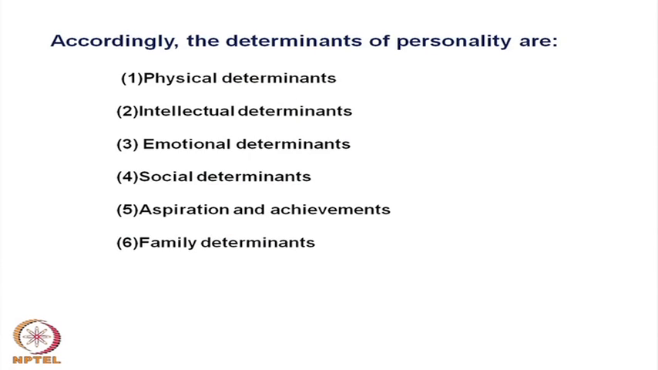Why do we change? Do we require to change? And to what extent? These are important questions. Aspirations and achievements of people are also important determinants of personality, like what you want to do in your life, what you aspire for, what achievements you get, how many failures you have faced in your life, how you take your failure, what you learn from your failures.